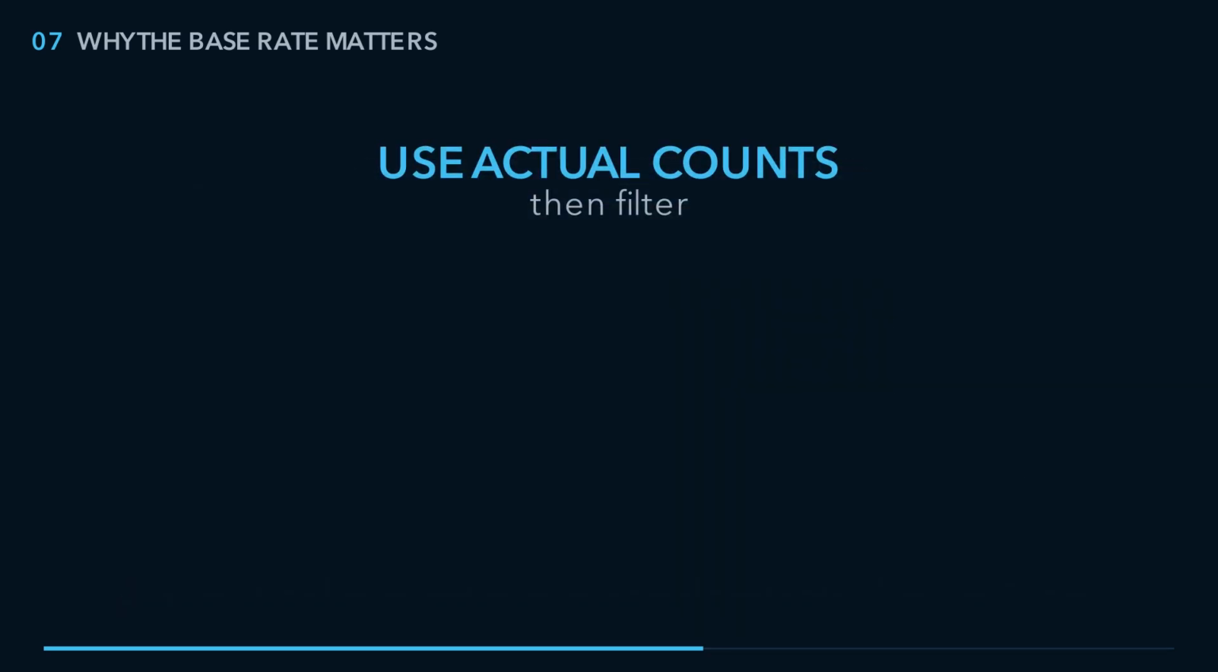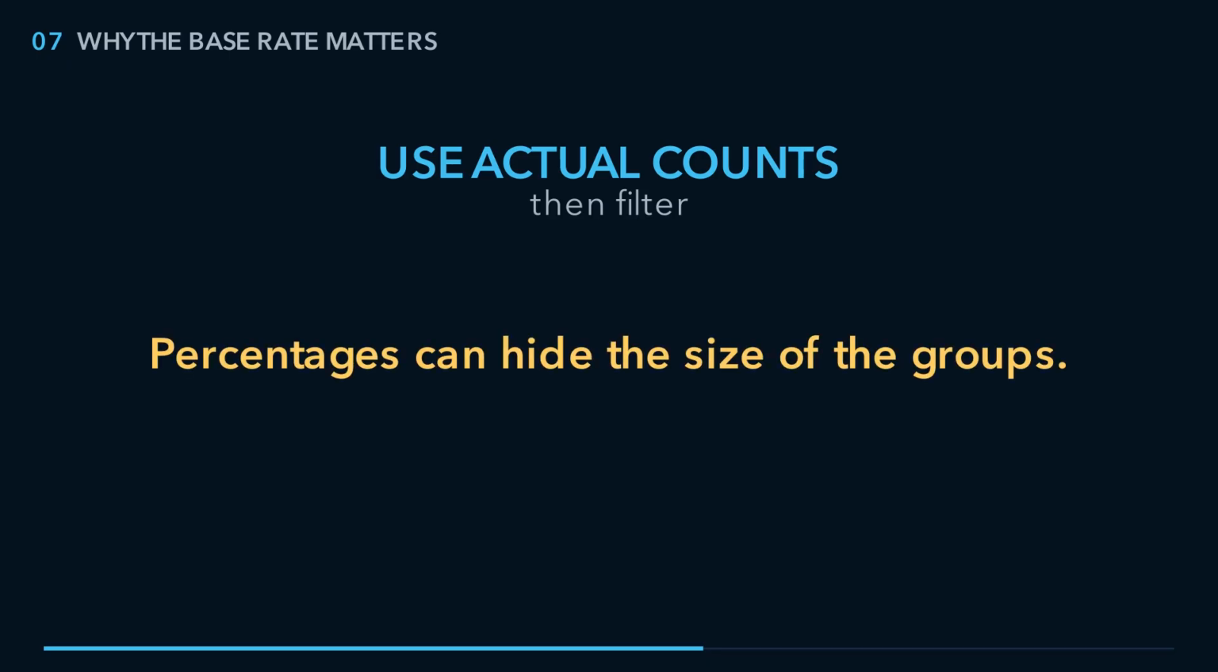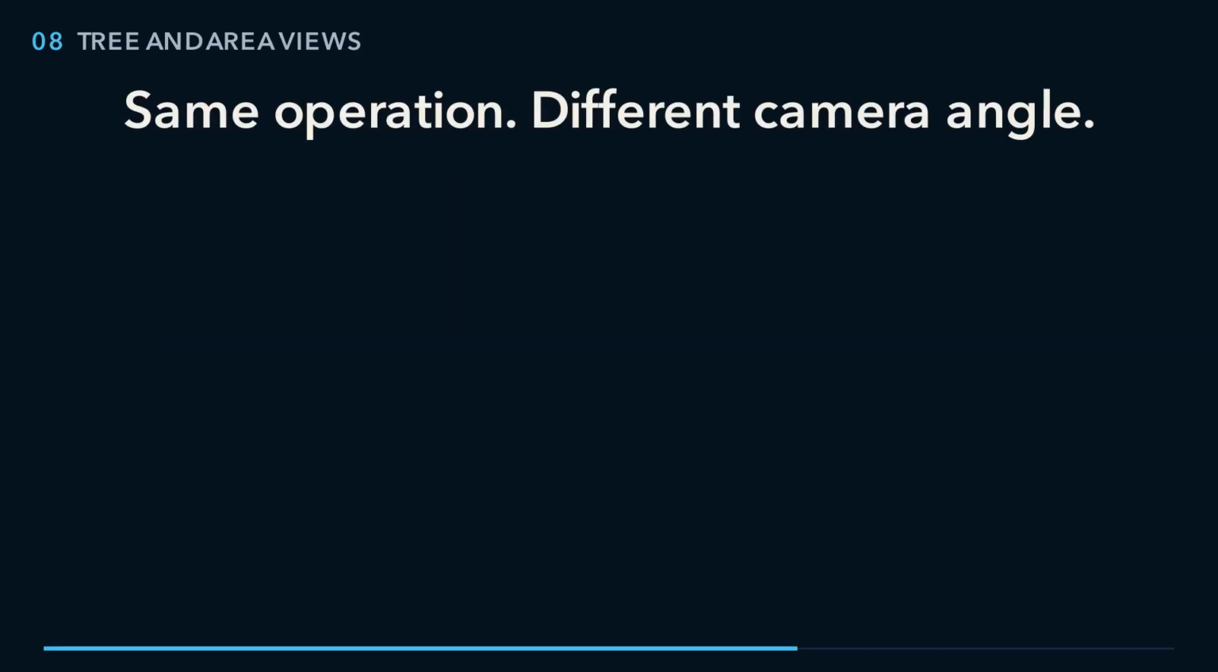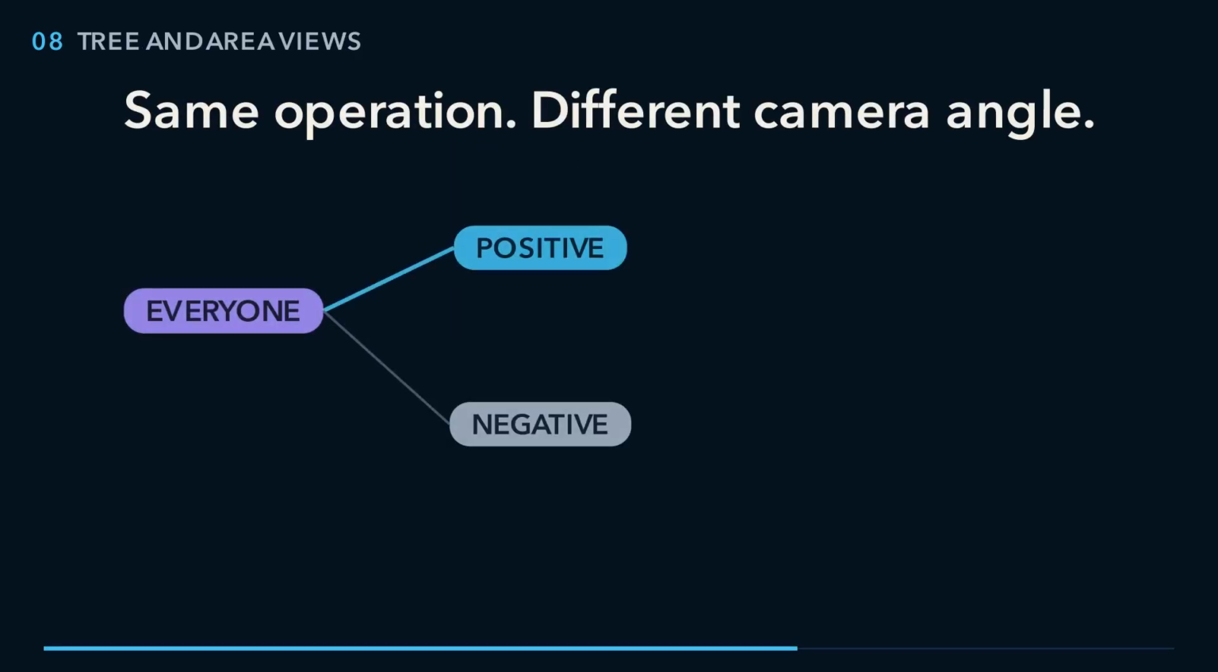The visual habit is powerful. Draw actual counts, then filter. Percentages alone often hide which group is large. There are two other pictures that tell the same story. A tree diagram filters by following a branch. Begin with everyone, take the positive test branch, and then compare the two kinds of people that arrive there.